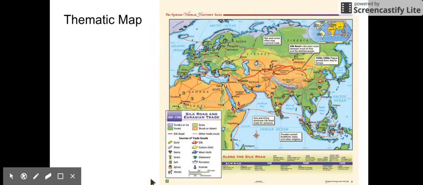Let's try one more. Where is the distance scale located on this thematic map of the Silk Road and Eurasian trade? Awesome. It is right here in the key or the legend. There's a lot of information right here. Title, some symbols, and the distance scale. And you can see it's a little different. For every measurement you have here, it's equal to 1,000 miles. And remember, we're going to focus on the miles portion of it, not the kilometers portion.